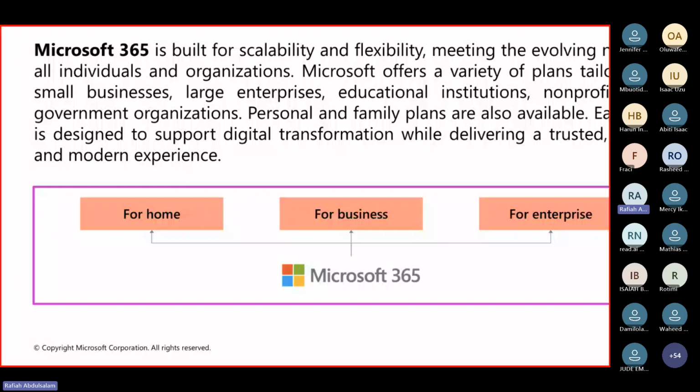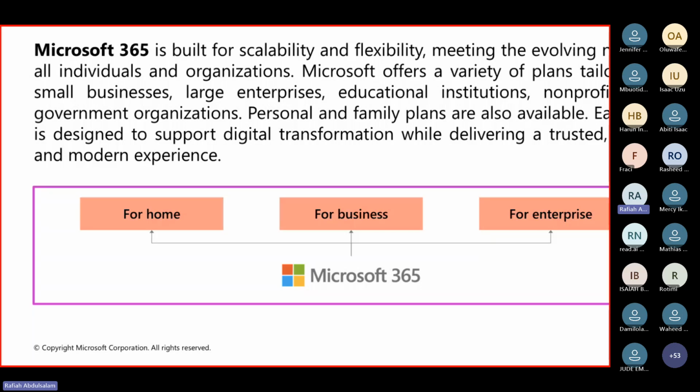Then you now have plans for personal and family use. We call that home plans. For the home plan, you can see for home, for business, and for enterprise. So for home, you have two categories, which is the personal and the family.